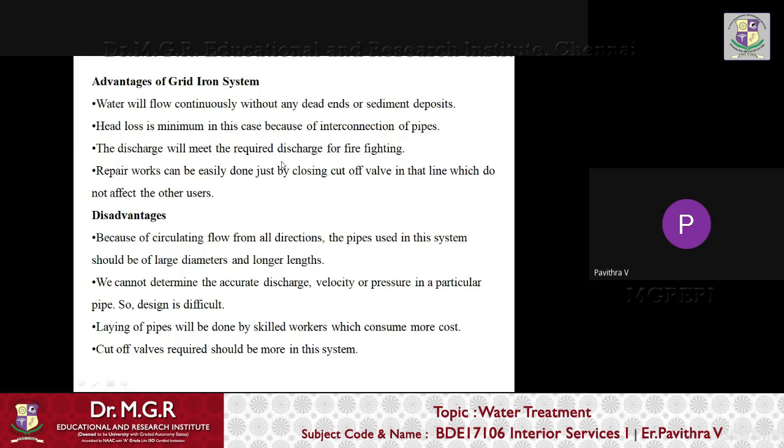So write either two advantages and two disadvantages. When you write, that is enough.